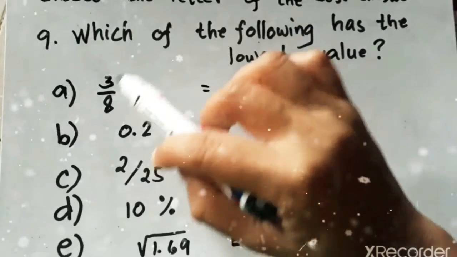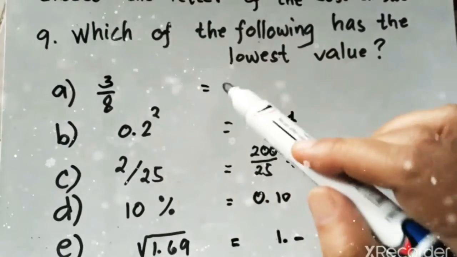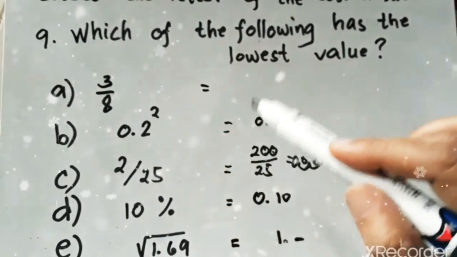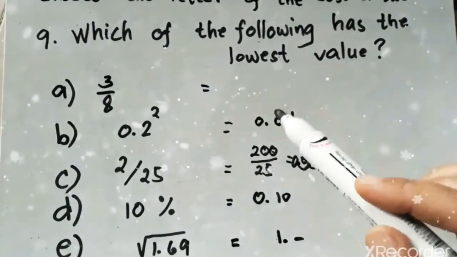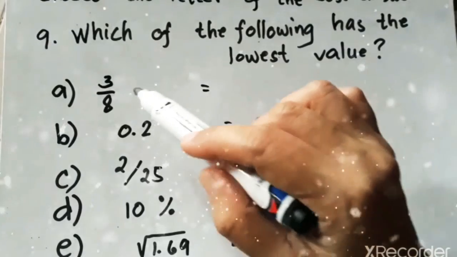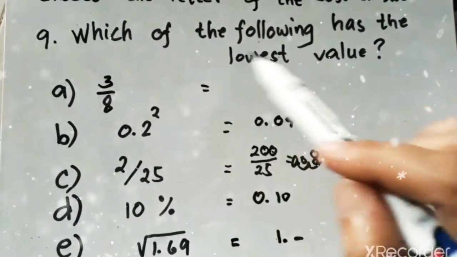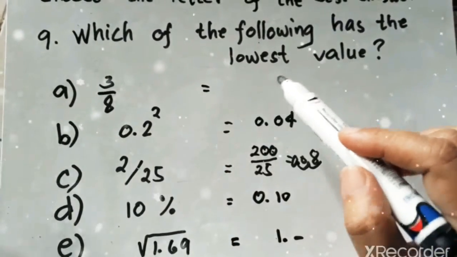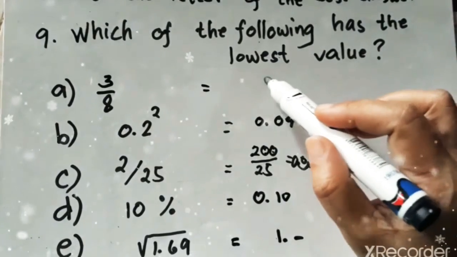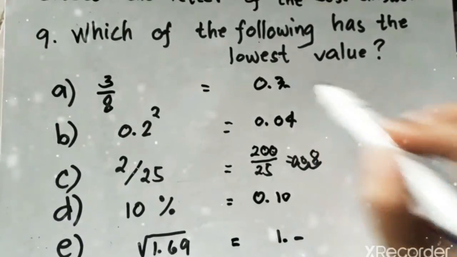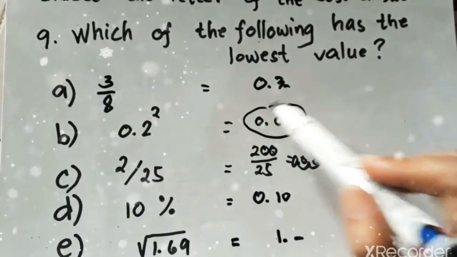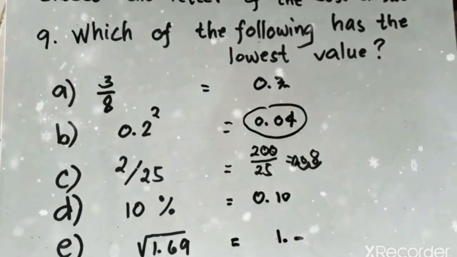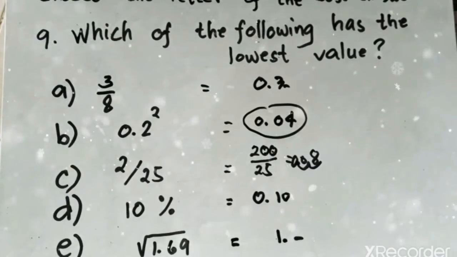Then here, 3 over 8 is 30 divided by 8, which is 3 something. So you add a 0, so you move it to the left, then that makes 0.3 something. So your lowest value here is letter B, 0.04. So letter B is your answer.